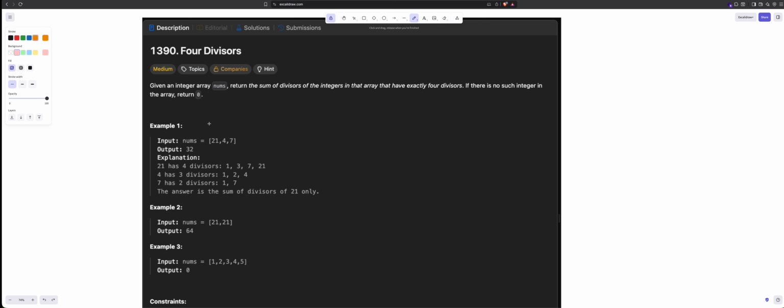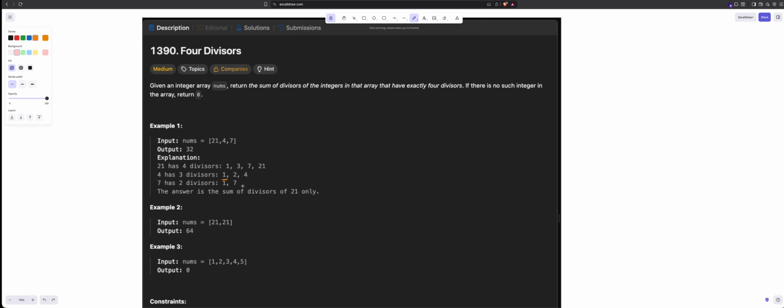Moving to the next number, which is 4. Same as before, 1 and 4 are divisors of 4. But for the number 4, we only have one more divisor, which is 2, since 2 multiplied by 2 is 4. So we have 3 divisors here. For the number 7, we only have 1 and 7 as divisors, so we have only 2 divisors.